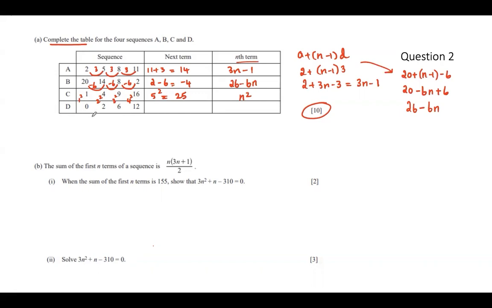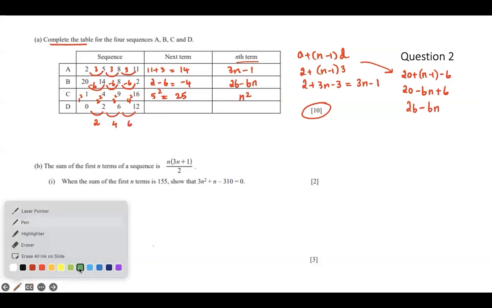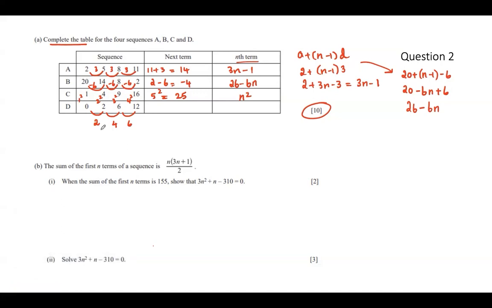Let's take a look at the next one. We have 0, 2, 6, 12. So they have a difference of 2. 2 and 6 has a difference of 4. 6 and 12 has a difference of 6. So we see that the difference actually increases. But what about the difference between these numbers? That is constant at 2.